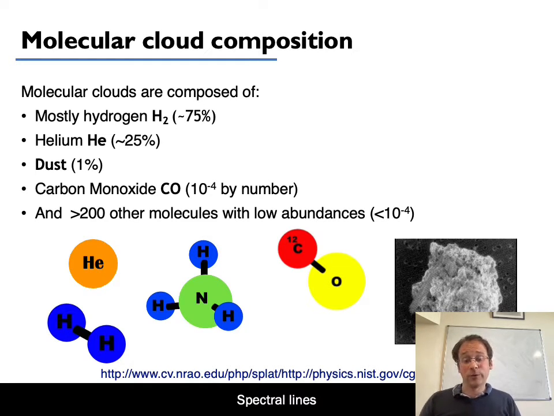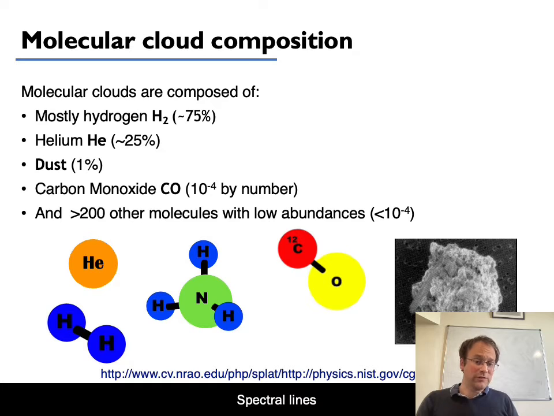Now, dust is very important. It's a very important component of the interstellar medium because it's used both as a way of protecting the molecular cloud from the background ultraviolet radiation, as well as being very important as a source of heating in the interstellar medium. In addition to that, we have the carbon monoxide molecule at lower abundances.